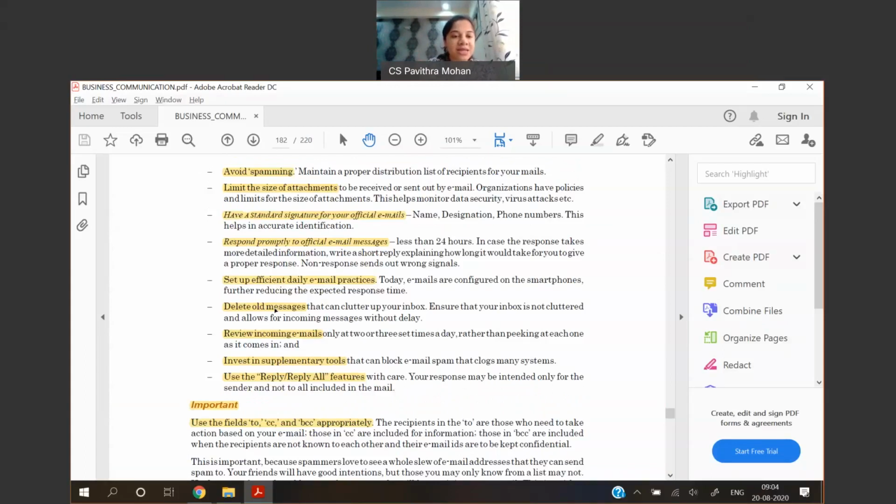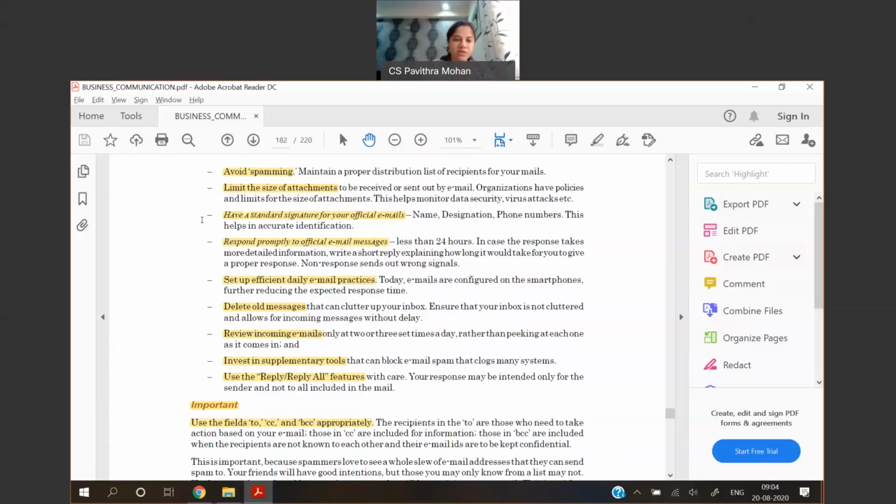Then limit the size of attachments. Generally for Gmail it is 25 MB, so you can see what it is for each company. If I have a paid server, my attachment size depends on that. Based on that we can go ahead. Then you have a standard signature for your office email id. We have told you what signatures are. You can go and set it in the settings box. There you'll give your name, your designation, your phone number.